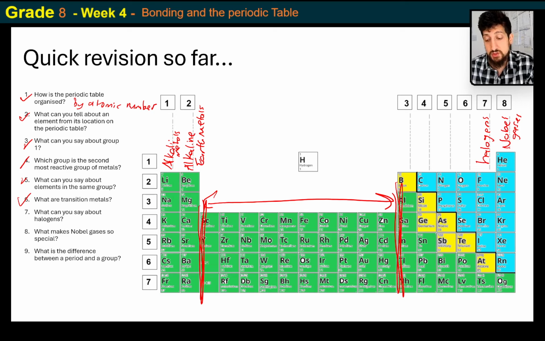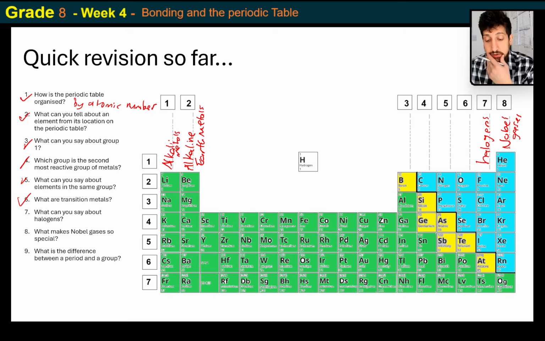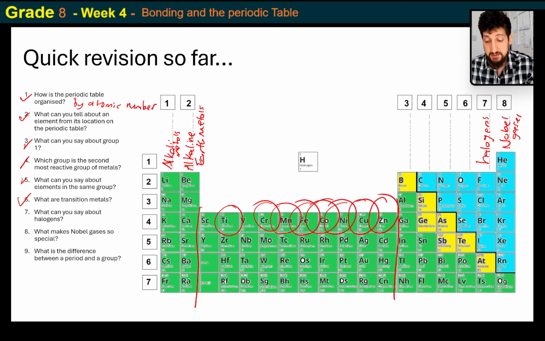Transition metals tend to be quite useful in electronics as well, as some of them are superconductors. So things like silver and gold are conductors. Copper, of course, is used widely in electrical wires as well because it's highly conductive. So these ones here are transition metals. An example is titanium, chromium, manganese, iron, cobalt, nickel, copper, zinc, vanadium. All of these are examples of transition metals.